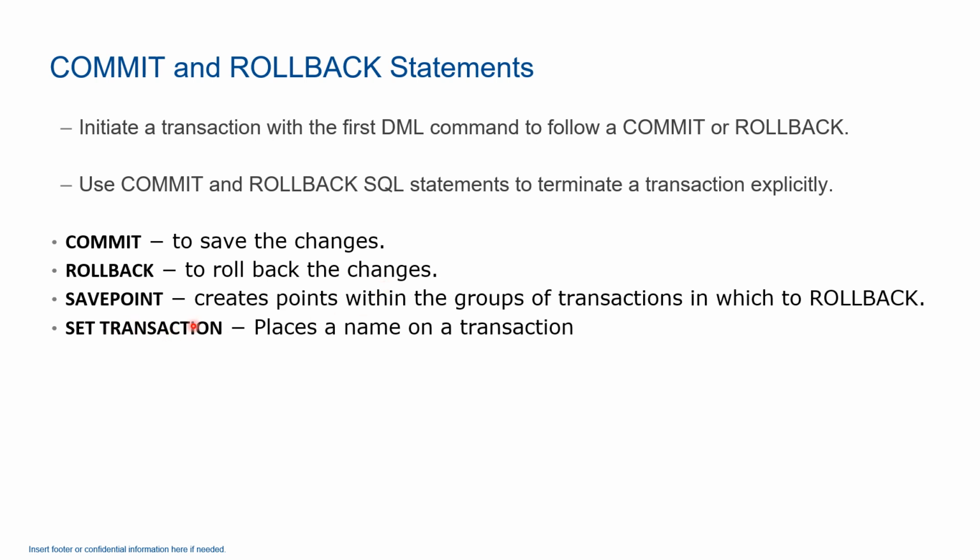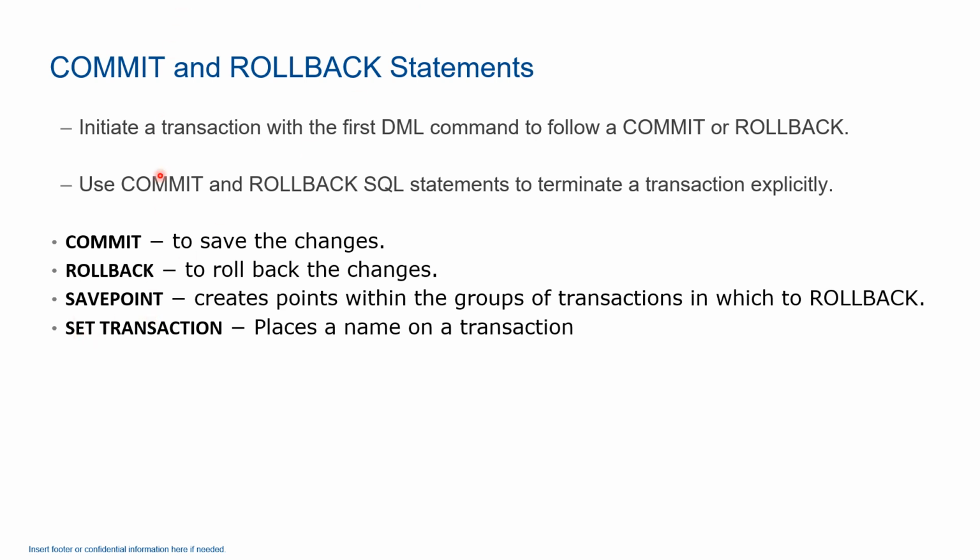Savepoint, what is a savepoint? Now commit and rollback you understand. A savepoint creates points within a group of transactions to which you can roll back. It is a logical rollback point. Usually when you execute the rollback command, it undoes the changes until the last commit. But if you create savepoints, you can partially roll the transaction back to these points. You can create multiple savepoints between two commits.